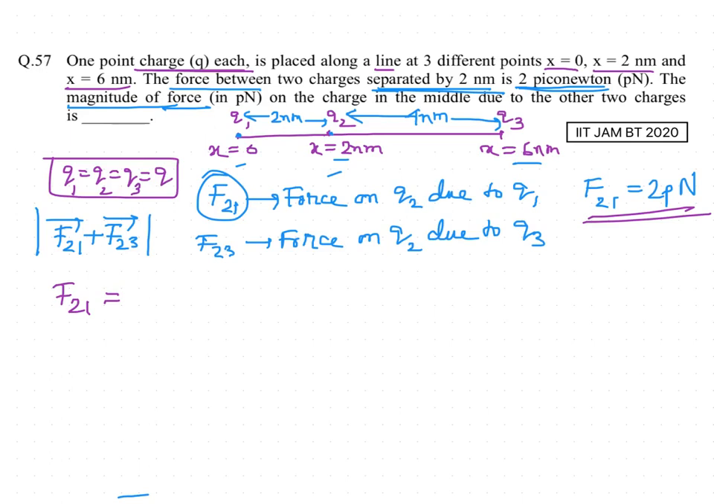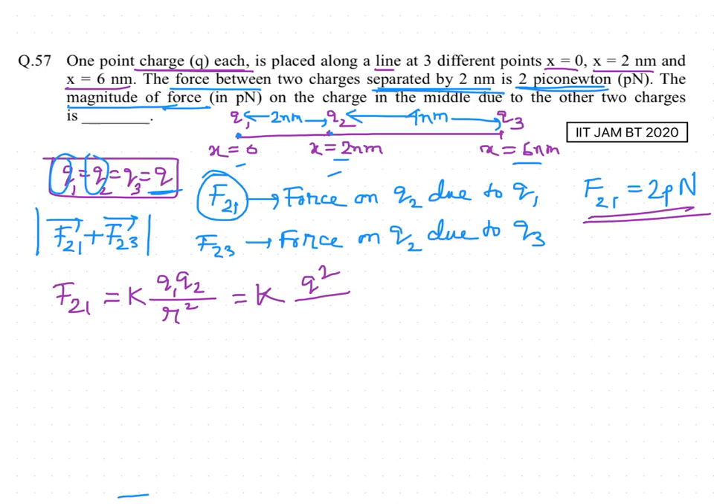We just write it as constant K. Okay, so F21 equals K Q1 Q2 by R square, right? Here each of Q1 and Q2 is equal to Q, so it is equal to K times Q square by R square.